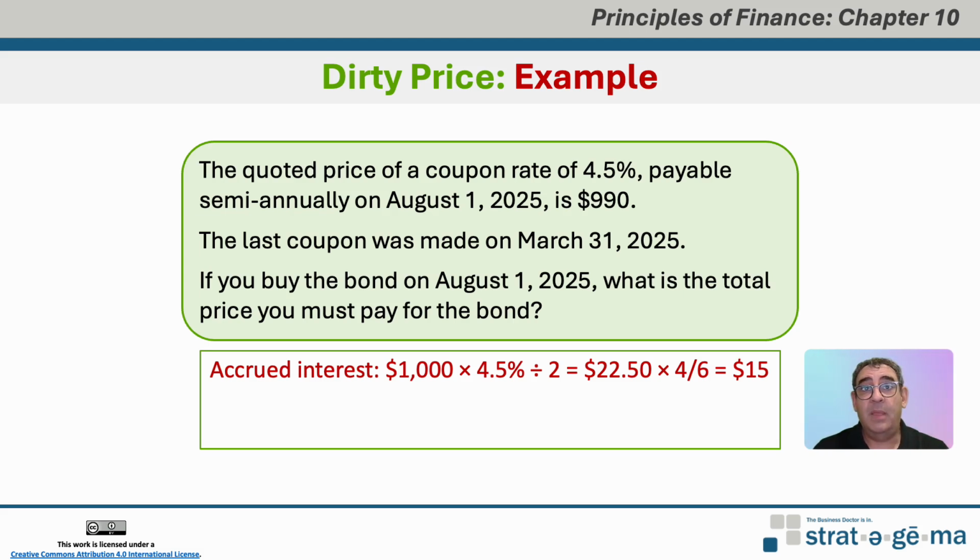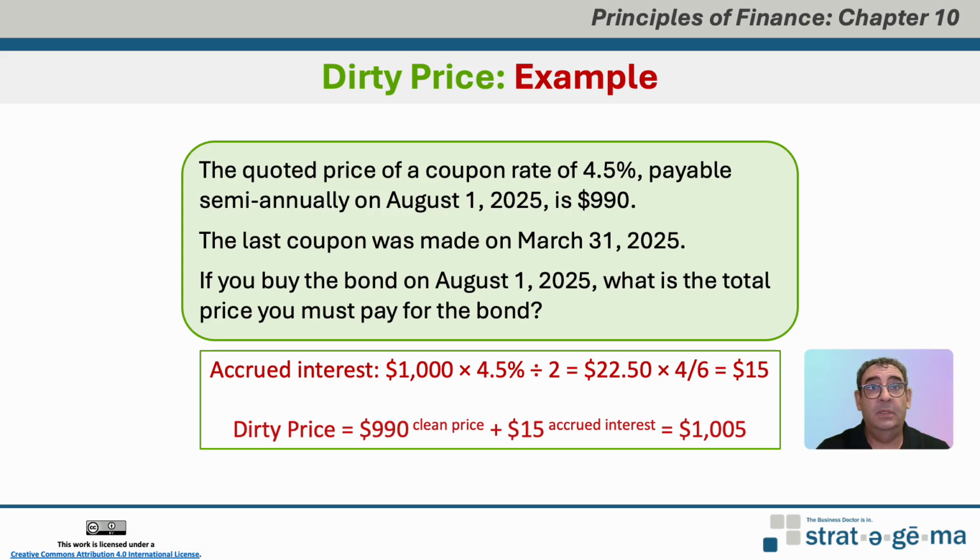Now the last interest payment was made on March 31st. So that means April, May, June, July. 4 months of interest have passed since the last coupon was made. Therefore, we have to multiply that $22.50 by 4 over 6 months to give us $15. That's the accrued interest. So the dirty price on the bond is a $990 clean price plus the $15 accrued interest, which gives us a total of $1,005.